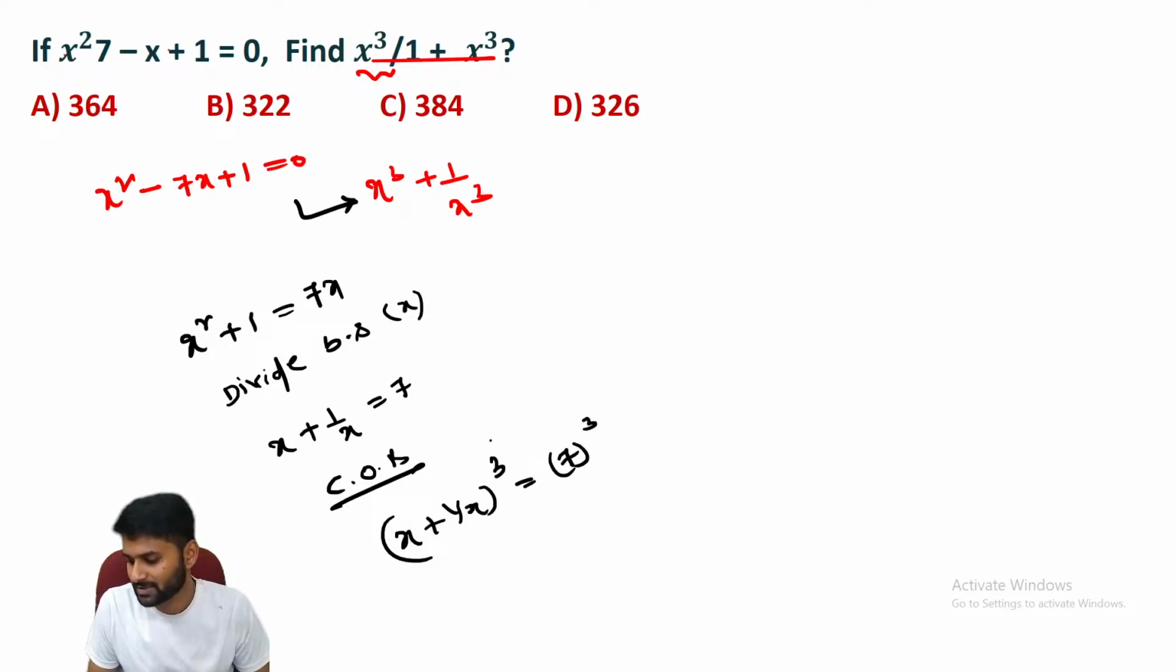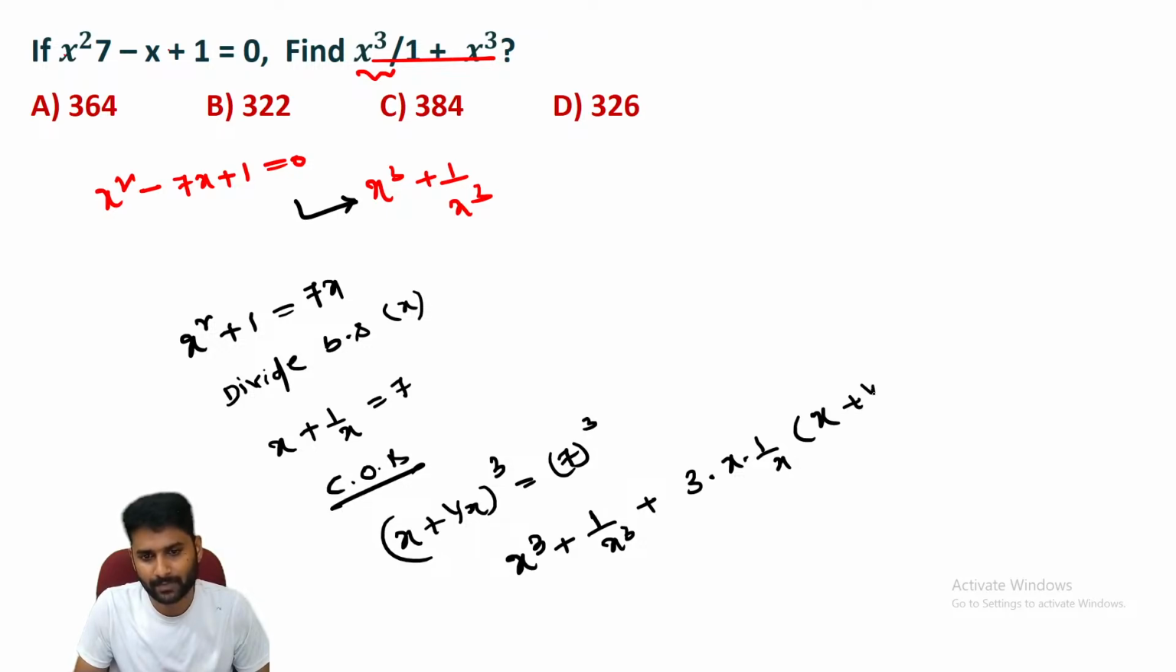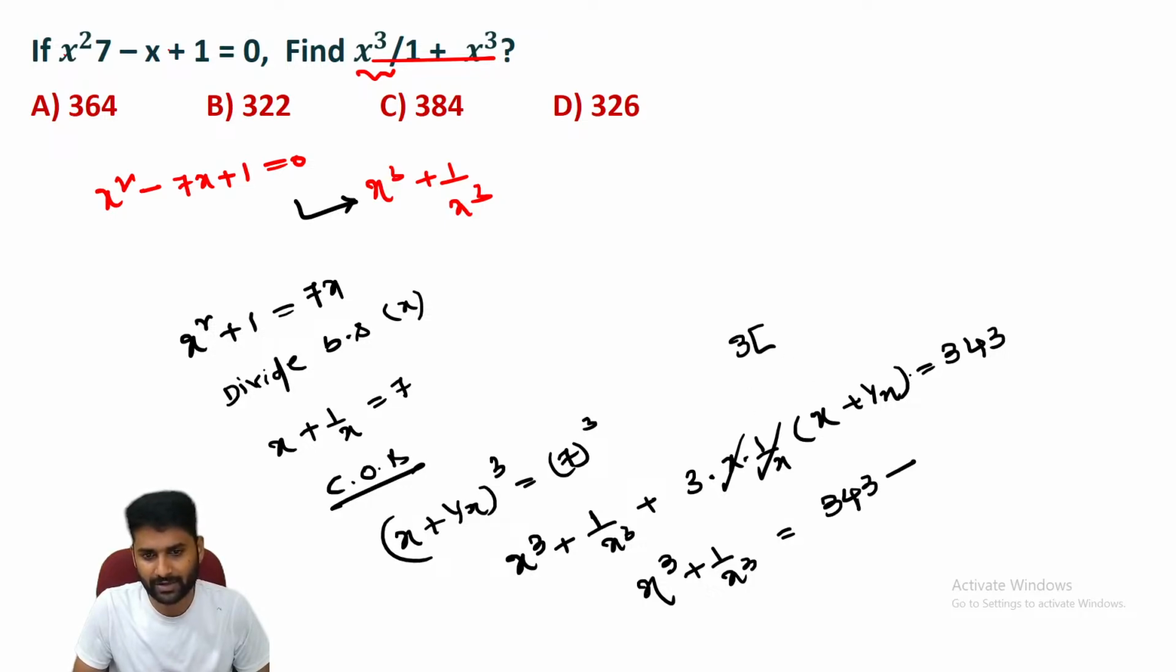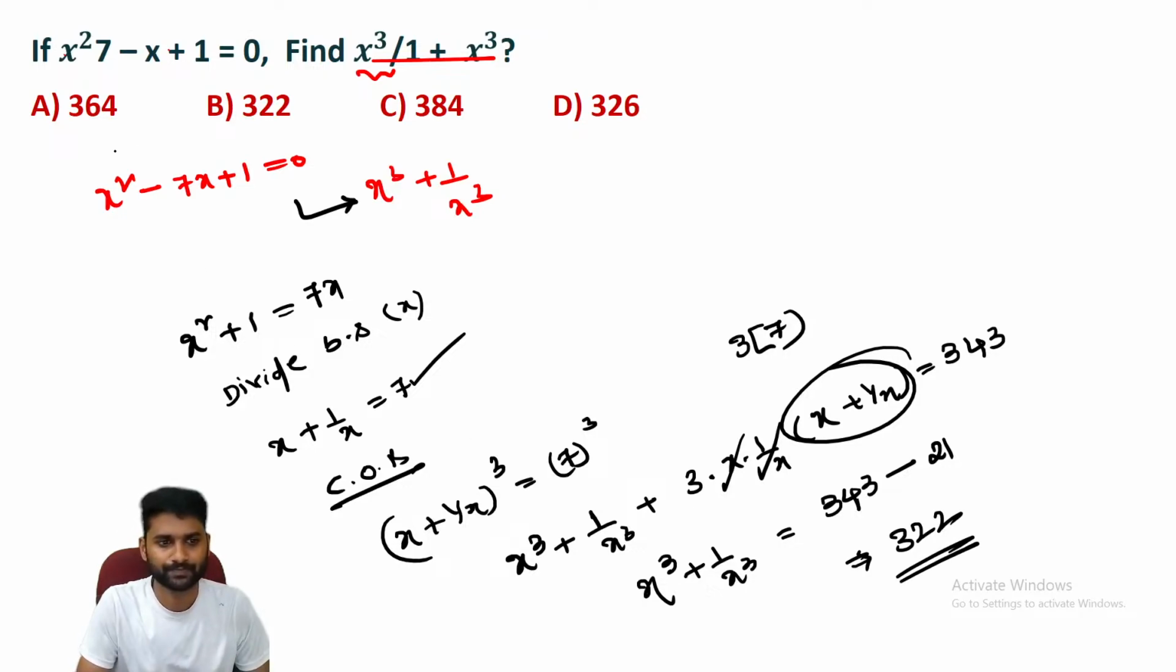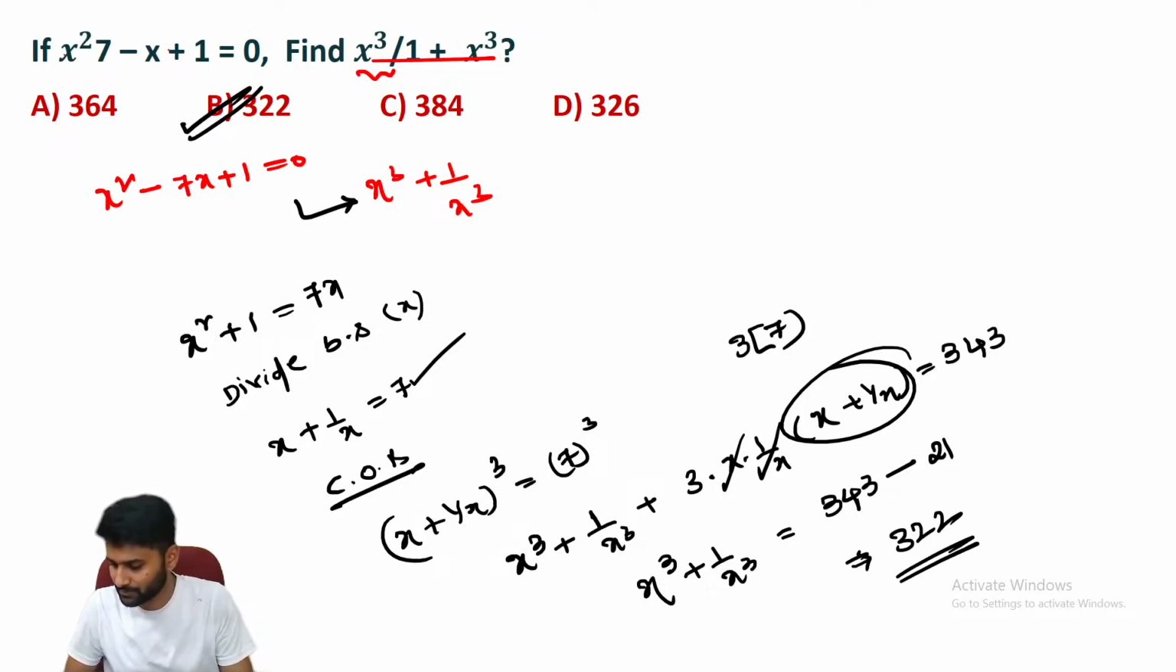And you already know the (a plus b) whole cube formula: a cube plus b cube plus 3ab into (a plus b) is equal to 343. So the calculation says that x cube plus 1 by x cube is equal to 343 minus 3 multiplied with 7, since x plus 1 by x is 7. Just subtract 21, then your answer is 322. Is that clear?